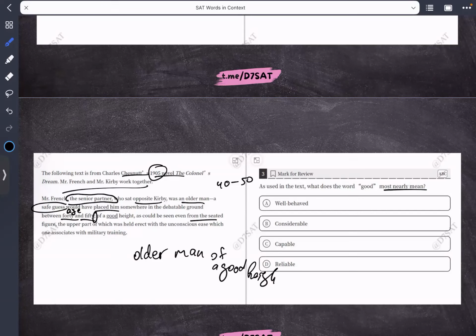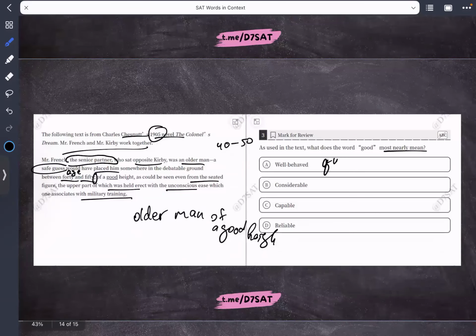As could be seen even from the seated figure, the upper part of which was held erect with the unconscious ease which one associates with military training. So the person seemed large enough, like someone with military training, which gives you an idea of a good height, right? Well-behaved is about quality. Good essentially means quality, but right now we cannot say well-behaved height. Height cannot be just well-behaved. So the option is out.